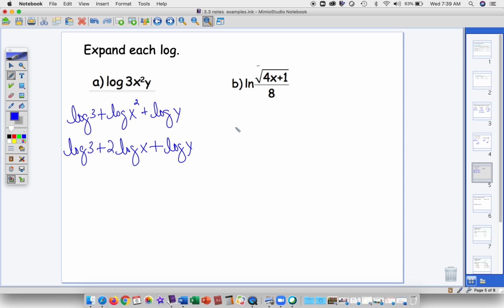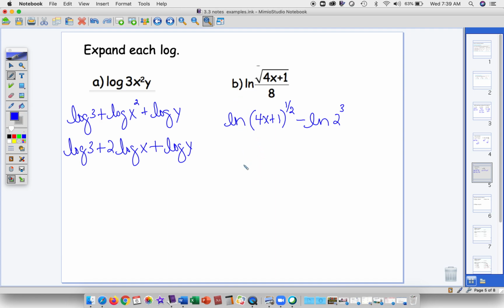Now, if you have a root, remember that's the same as taking 4x plus 1. Square rooting is equivalent to raising to the 1/2 power. So that's how we're going to look at it. Now, 8 is a special number. I'm doing a difference because this is a quotient. 8 I can write as 2 cubed. So you're just going to have to recognize some of these numbers as a perfect cube or a perfect square.